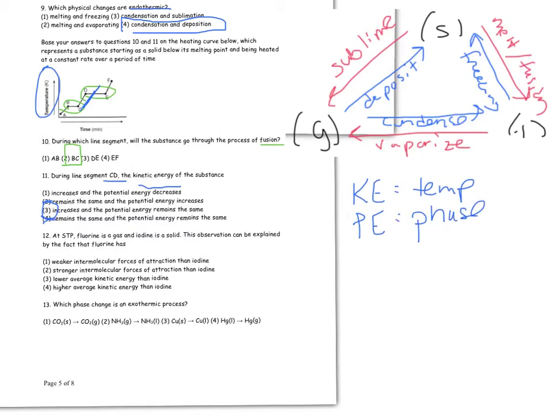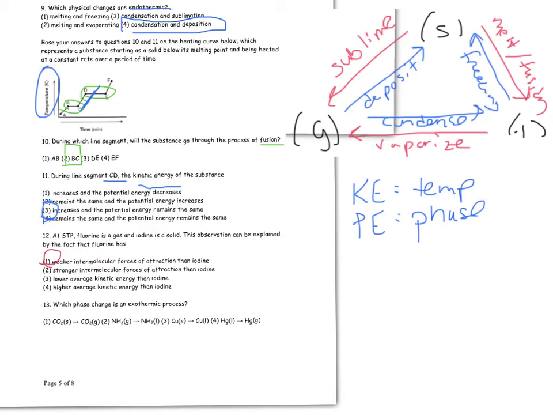The next question asks us to explain why one substance, in this case fluorine, could be a gas, while another substance, which is iodine, could be a solid. And remember that what holds the particles together in their phases is intermolecular forces. So we know that a gas has weak intermolecular forces, while a solid has really strong intermolecular forces. So choice 1 would be the best choice.